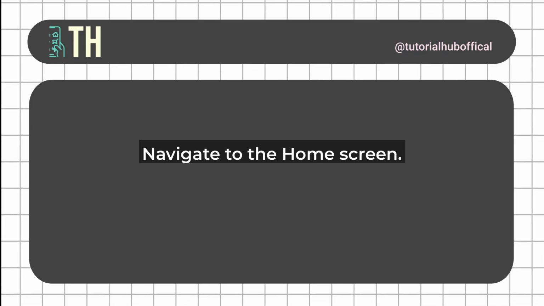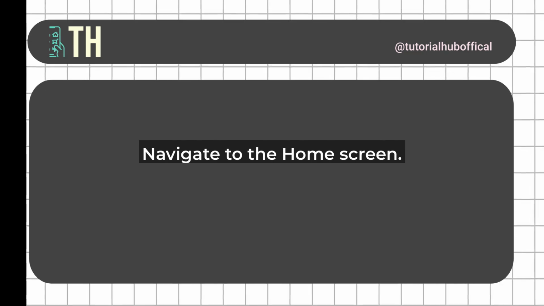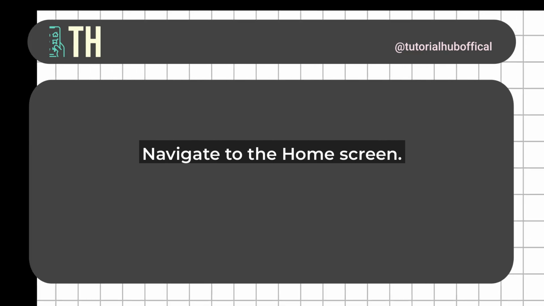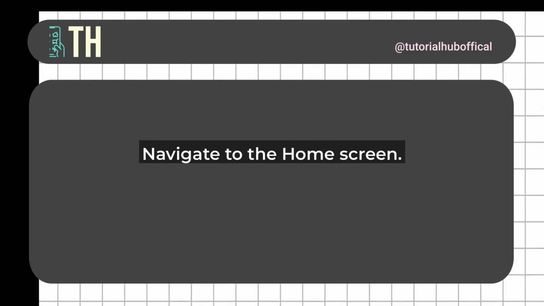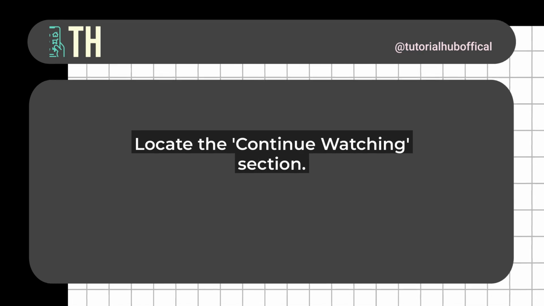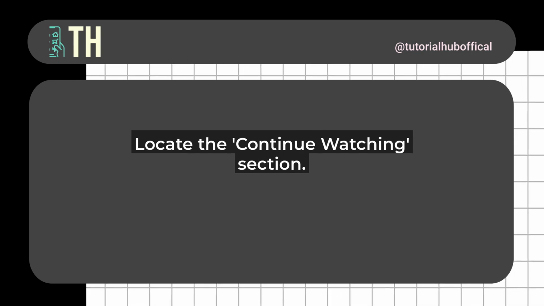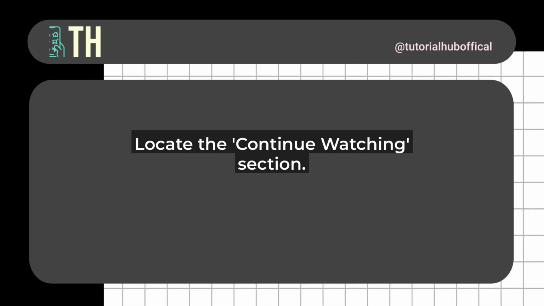Let's jump right in. First things first, make sure you're logged into your YouTube TV account. Open the YouTube TV app on your smart TV, streaming device, or mobile phone. If you're on a new device, sign in with the same Google account you use for YouTube TV to sync your progress. Once you're in, head to the home screen.